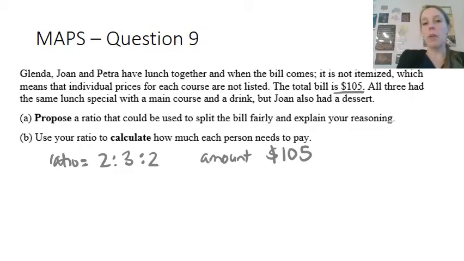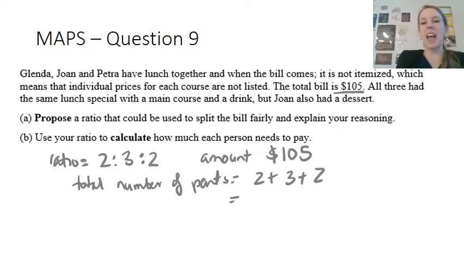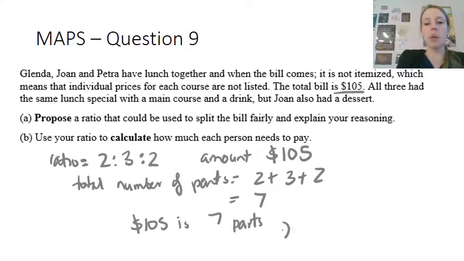So the first part when I'm dividing an amount into a ratio is to find the total number of parts. So the total number of parts is 2 plus 3 plus 2. Remember, I just add the parts of the ratio. So if I add that together, I get 7. So $105 is 7 parts, but I don't want 7 parts. I want to find out what 1 part is so that I can multiply it up. So I'll divide both sides by 7. So 105 divided by 7 is 15. 7 divided by 7 is 1. So $15 is 1 part.